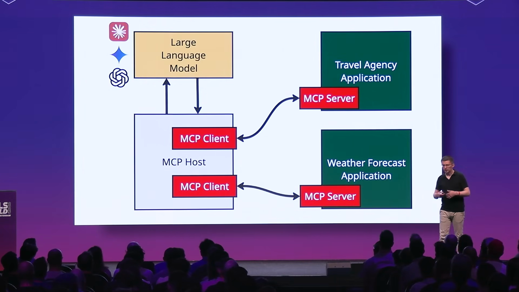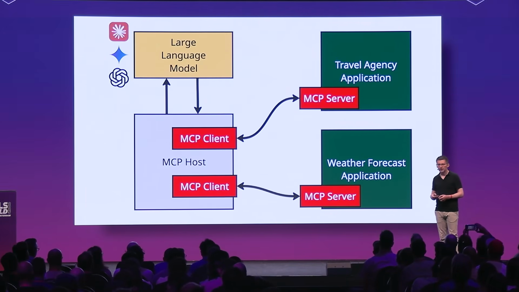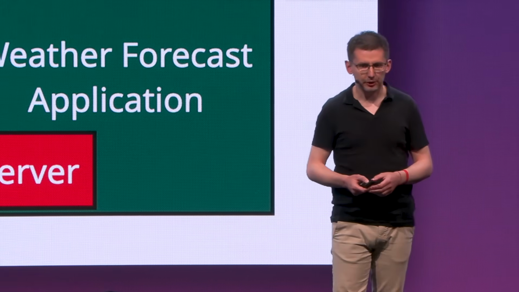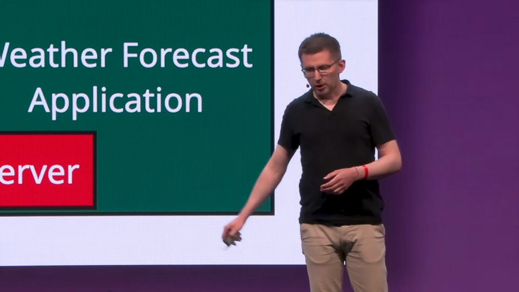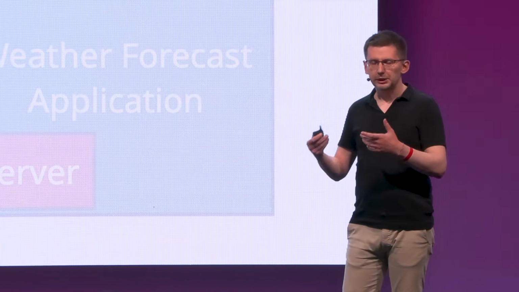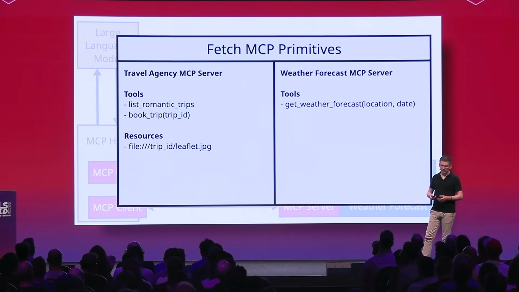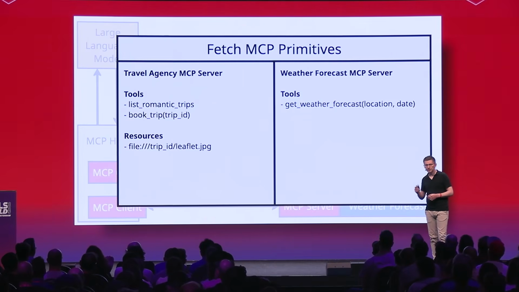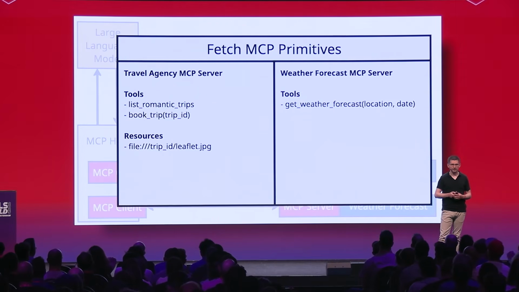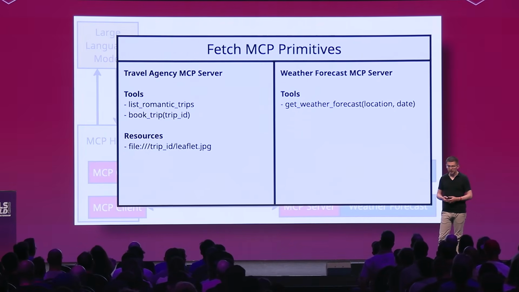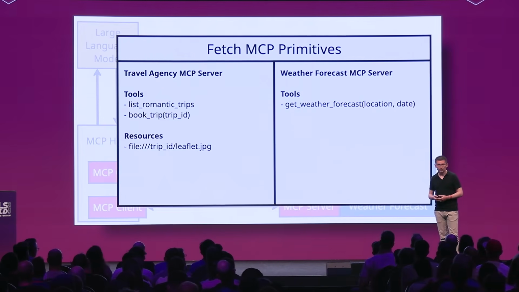So knowing the primitives and the architecture, let's go over a single use case of MCP interaction between MCP host, LLM, travel agency application, and weather forecast application. So it all starts by enabling the application, right? During initialization, the MCP host fetches MCP primitives from the servers. So first of all, from travel agency MCP server and from the weather forecast MCP server. We get tools, we get resources, and now they are all loaded into the host.